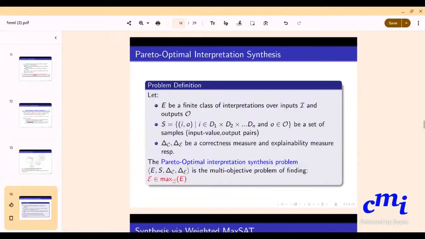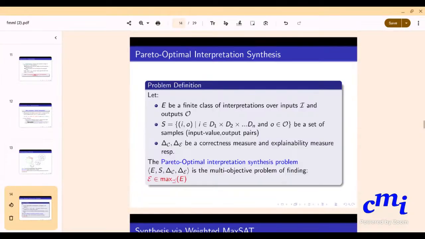Now I define E to be the finite class of interpretations over inputs I and outputs O, and S is the sample. And I already have these two things defined to be the correctness and explainability measures. Now, by the Pareto optimal interpretation synthesis problem, I want to find an interpretation in E that satisfies the definition I just said earlier. So that is the problem.